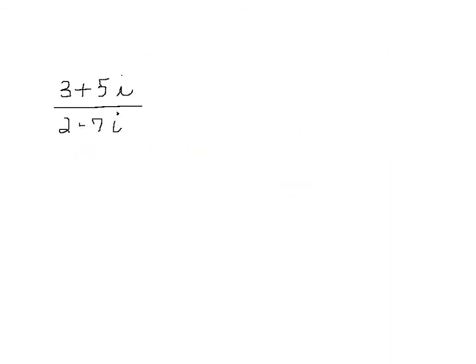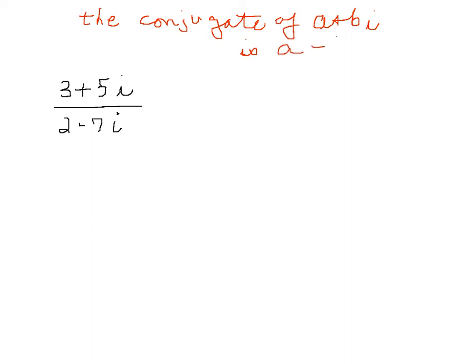Alright, so here's an example of one full complex number divided by another one. And we want to rationalize the denominator. In other words, we want to multiply top and bottom by something to get rid of the i in the bottom. And it's just like with radicals. So, in fact, we use the same term. The conjugate of a plus bi is, what do you think? A minus bi.